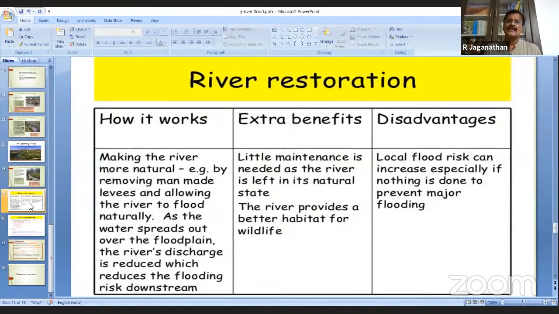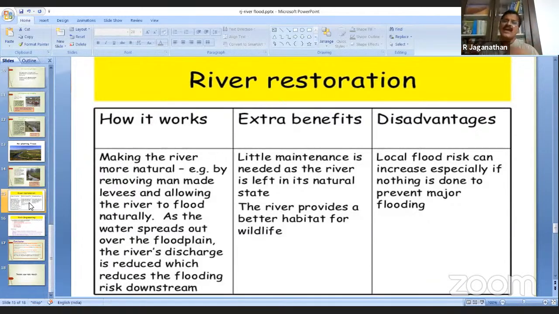So riverine restoration is a very simple one. It makes the river more natural by removing man-made levees and allowing the river to flood naturally. When levees are not important, we can do it. If levees are very important, then we have to construct the levees. Maintenance is very little here, and the river is left in its natural state. The river provides a better habitat for wildlife.